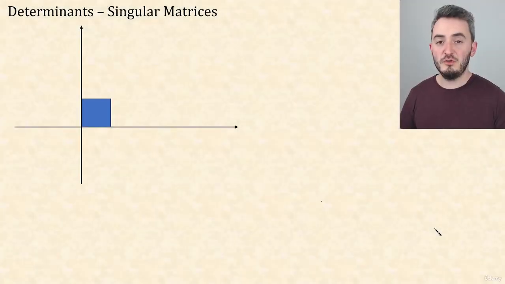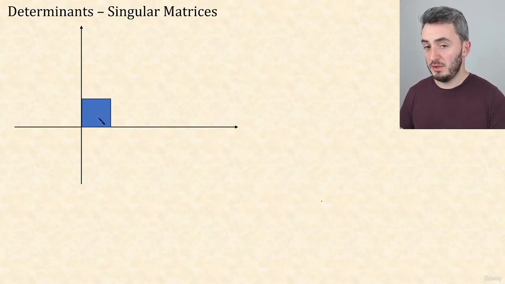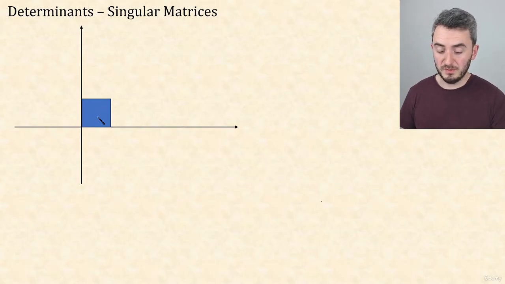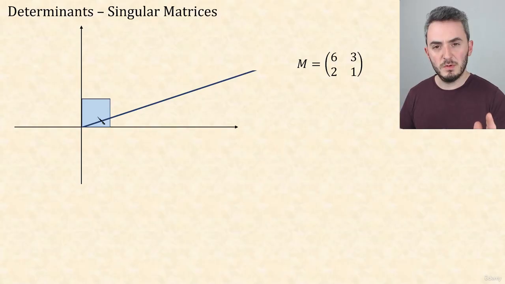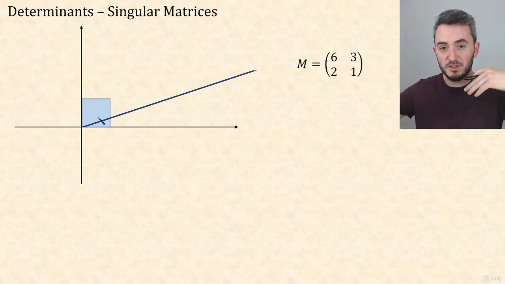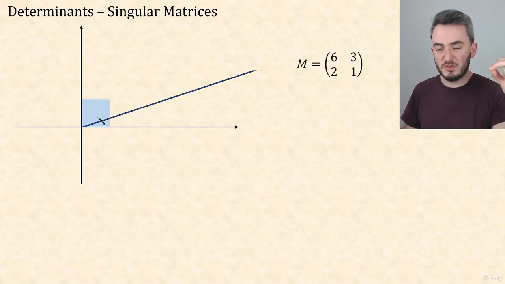In this video, I'm going to introduce the idea of a singular matrix. So we've been thinking about matrices in terms of what they do to this unit square. Well, here's one thing that could happen to a unit square. It could be stretched out and flipped and squeezed in such a way that it ends up just stuck on a straight line, effectively just pancaked.